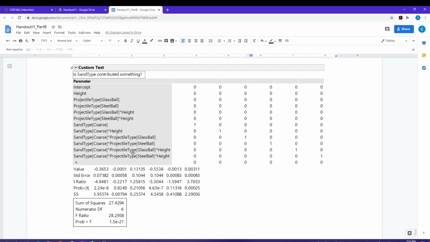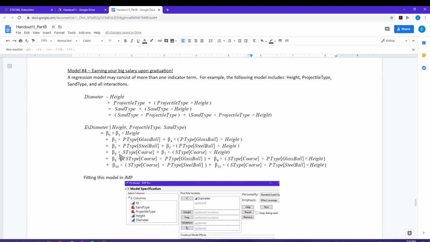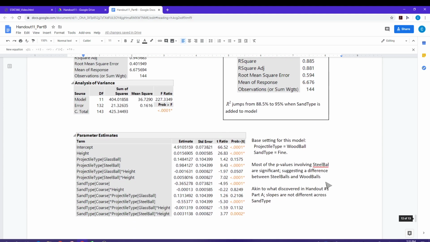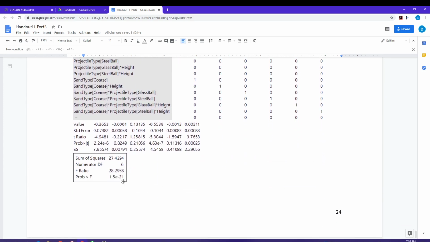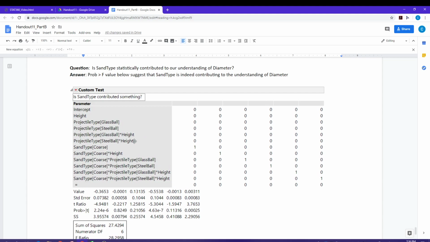Beta 6 through beta 11 all have sand type in it. So if I go back up and look at that big messy model, 6 through 11 here all have sand type in it. So what I would be doing with that big test is just looking at whether or not sand type has any influence. The p-value down here, that's e to the minus 21. So that definitely is less than 0.05, and it does have an influence. So the answer to that is yes, sand type is contributing statistically to my understanding of diameter.